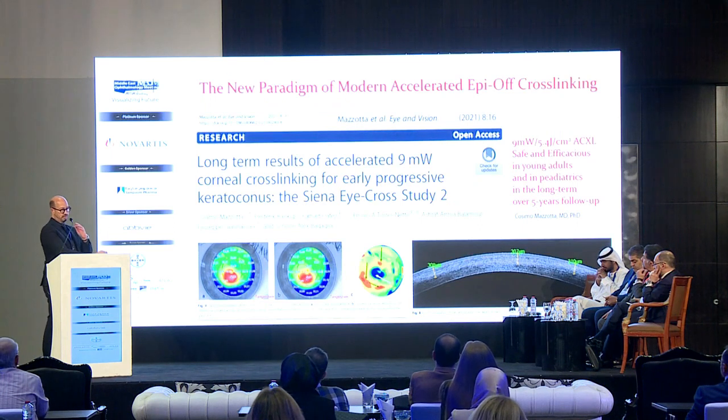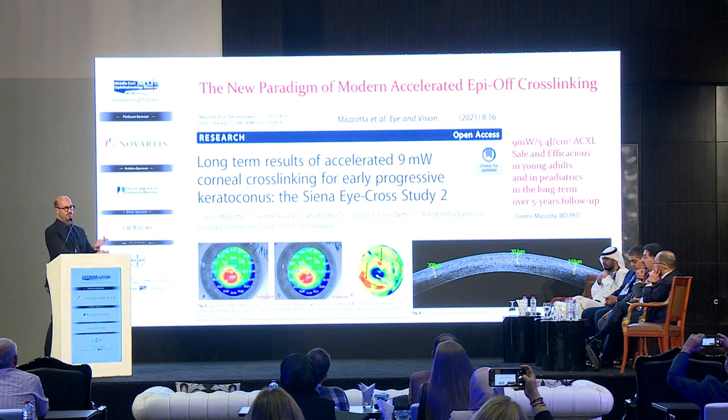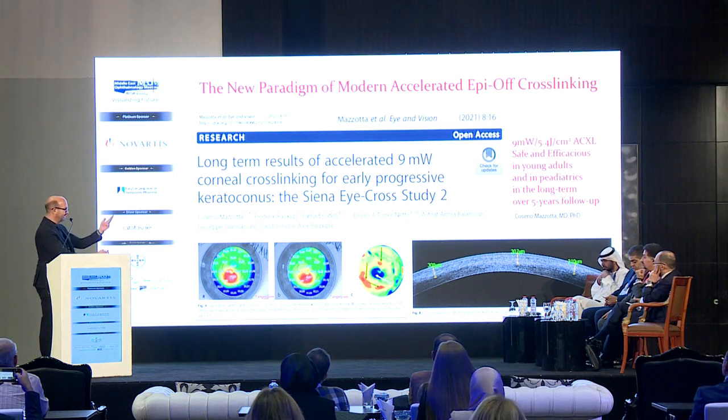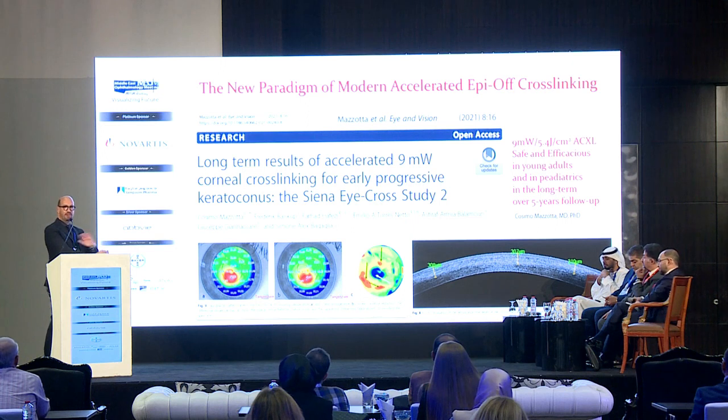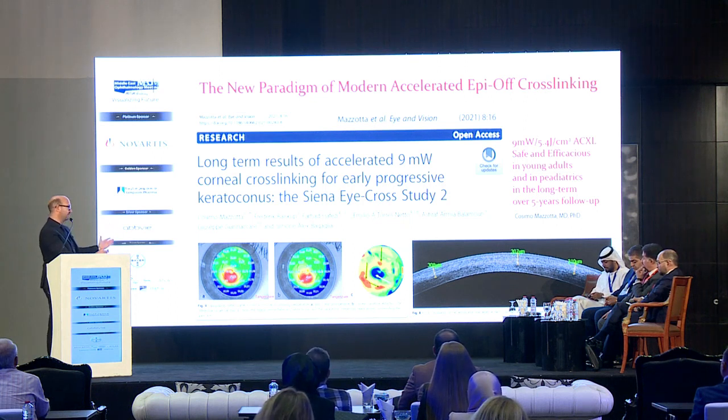This is the study that we conducted together with the 3 schools of cross-linking, Dresden School, Zurich School, and Siena, and also with Ashraf Farmia, that is here, collaborating on this amazing project that finally replaced the Dresden protocol. So you can do now the Epi-off using 9 milliwatt instead of 3. So you do 10 minutes of irradiation and 10 minutes of soaking, 20 minutes to do an Epi-off. This is a great achievement.